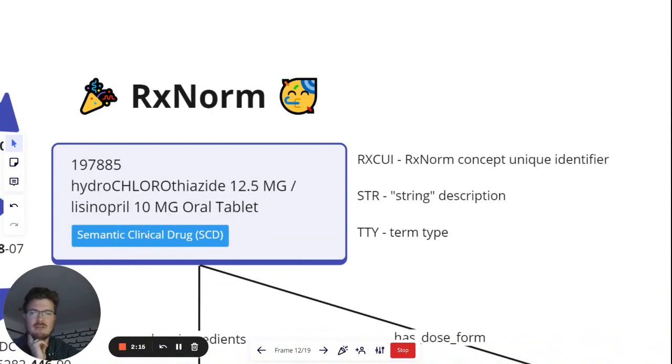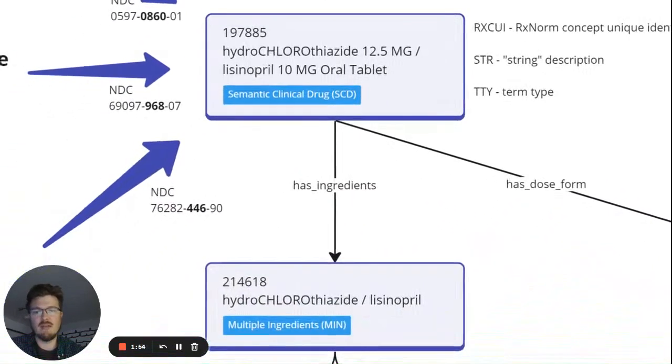And then the last thing is the term type, or TTY. In this case, it's called a semantic clinical drug, or SCD, because RxNorm has lots of different levels of kind of hierarchy of ways to represent a product. So in this case, we can see in the text that it's 12.5 milligram and 10 milligram, and there's 2 ingredients, but RxNorm is really handy because it actually breaks these things down into other codes. So this drug product, or SCD, contains a multiple ingredient code that represents the hydrochlorothiazide lisinopril 2 ingredients together. So that's the MIN.